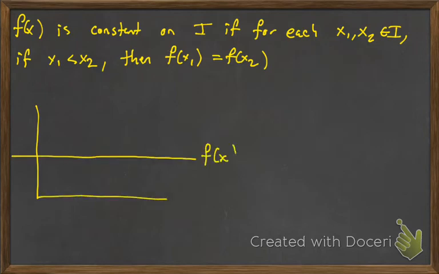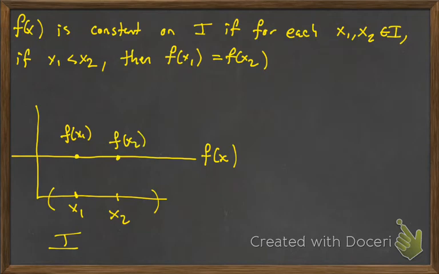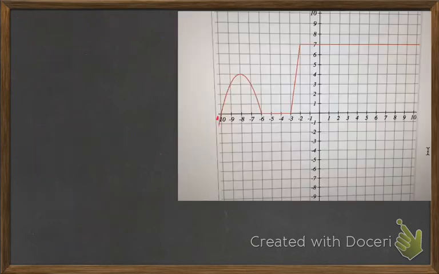So we're going to be flat at that particular part of the graph on this interval I. So there's x1, f of x1, and x2 and f of x2. So here again you see x2 greater than x1, but f of x1 and f of x2 are actually at the same height. Alright, let's go ahead and do some examples.